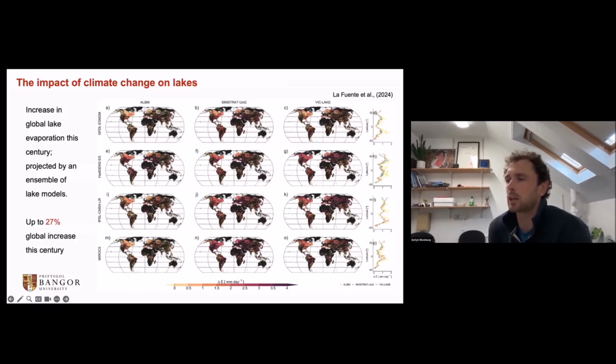So we don't need to look at the specific details of each of these maps, but what we can see is that they all agree in the direction of change, meaning that the change in evaporation will increase across lakes worldwide, the magnitude of which will differ based on the lake model and the GCM used. But globally, lake evaporation will increase according to these future projections. The key statistics are that there'll be an up to 27% global increase this century in lake evaporation under RCP 8.5.